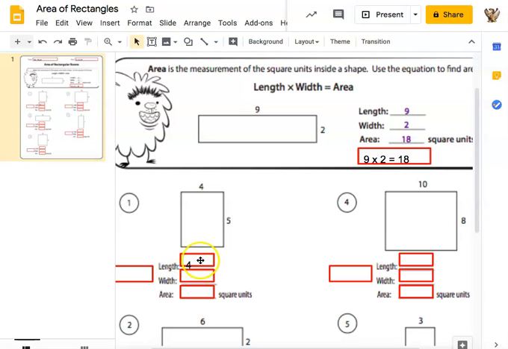I'm not sure why the 4 is going all the way down there, but I'm going to move this box up a little bit. That's weird. I'll try to fix that later.